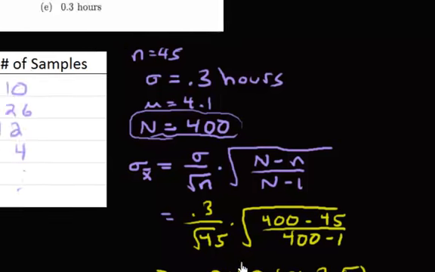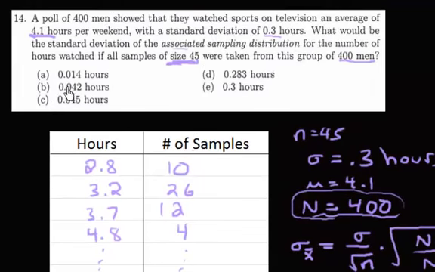I'll get 0.0421835. Okay, so it looks like that answer would be B. It looks like they rounded to 0.042, which is exactly what we'd have. Okay, 0.042. So again, the answer to number 14 would be B.